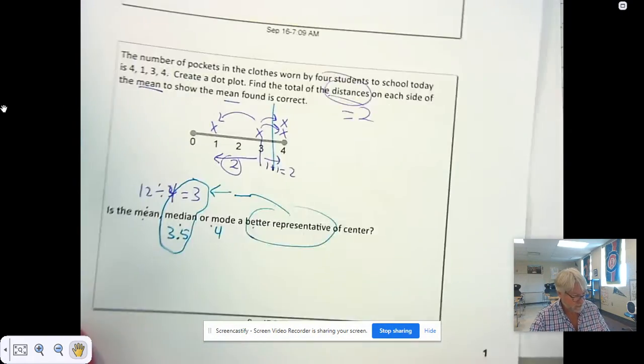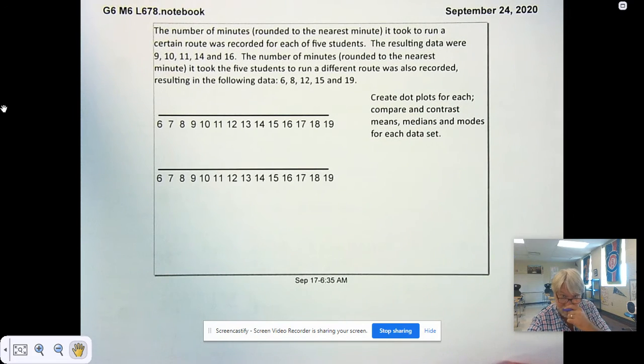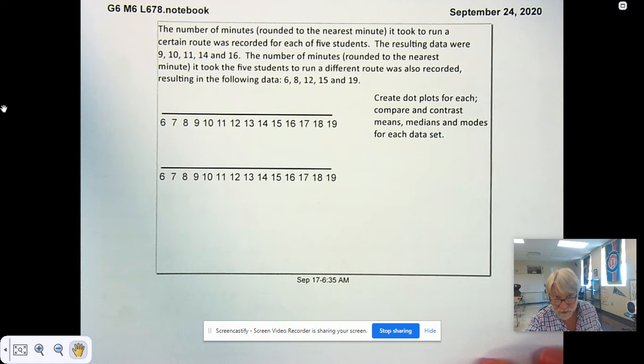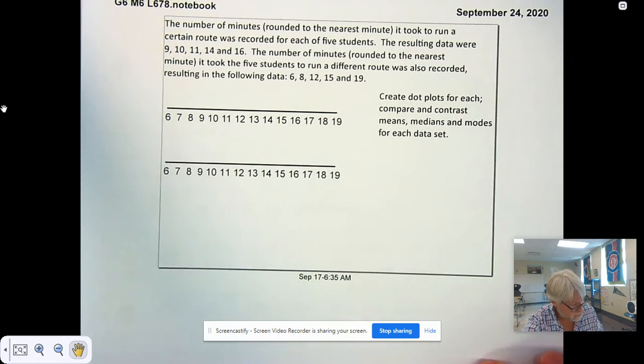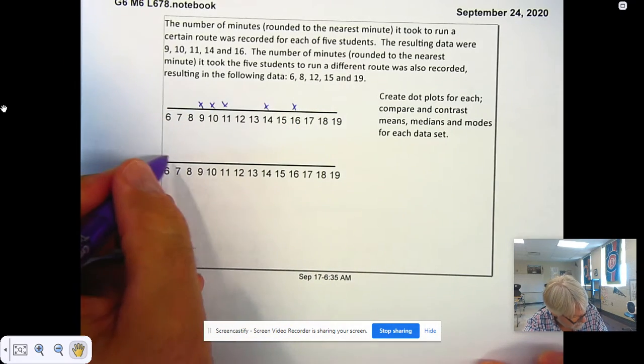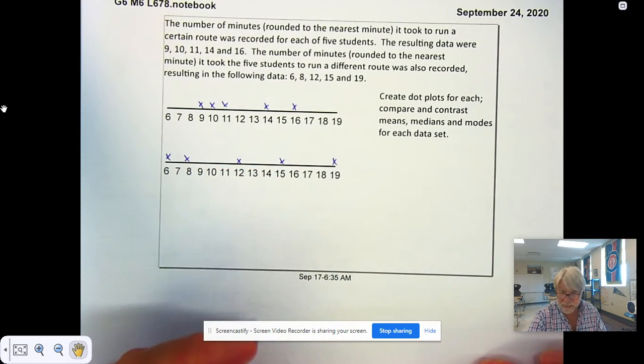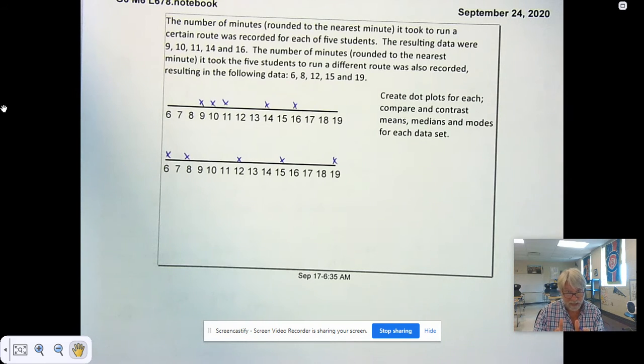Flipping to the last slide, slide number 5. The number of minutes, rounded to the nearest minute, it took to run a route by 5 runners. The resulting data: 9, 10, 11, 14, and 16. The number of minutes it took 5 runners to run a different route was also recorded. So we're supposed to create dot plots for each: 9, 10, 11, 14, and 16, and 6, 8, 12, 15, and 19. Can you see which data is more spread out and which data has less variability? So we have to consider that.